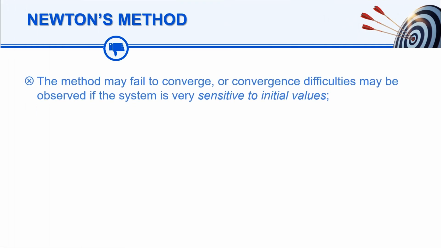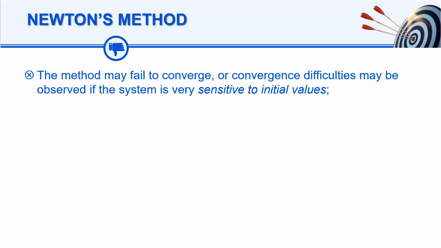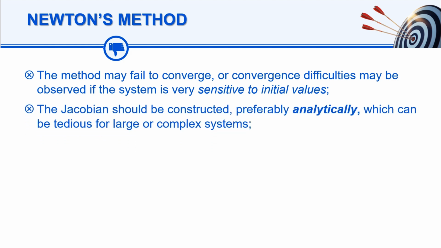The disadvantages of Newton's method are: the method may fail to converge, or convergence difficulties may be observed if the system is very sensitive to initial values. The Jacobian should be constructed, preferably analytically, which can be tedious for large or complex systems.